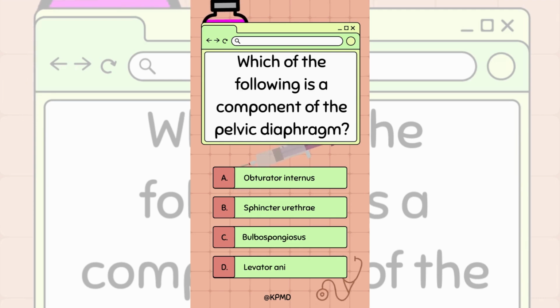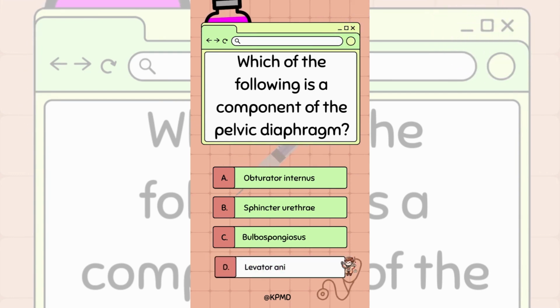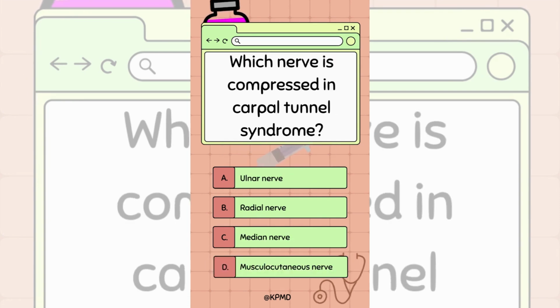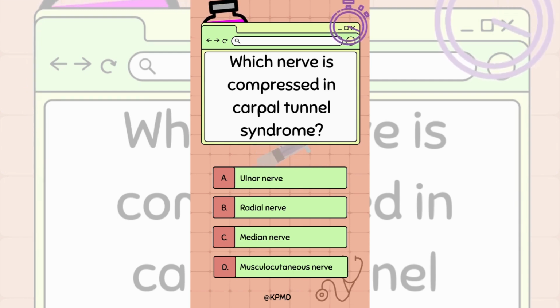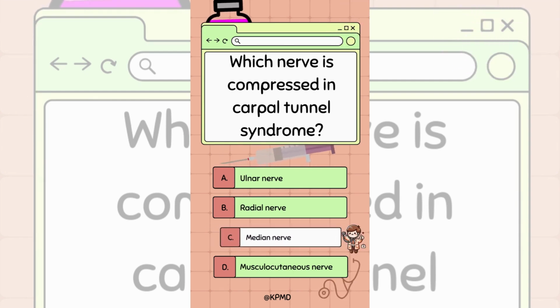Which of the following is a component of the pelvic diaphragm? Correct answer is D, levator ani. Which nerve is compressed in carpal tunnel syndrome? Correct answer is C, median nerve.